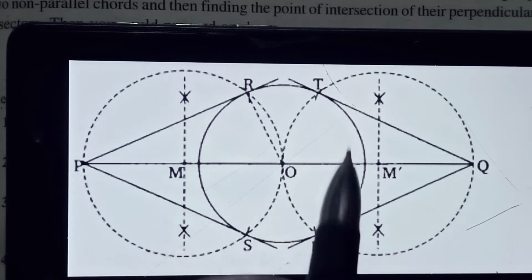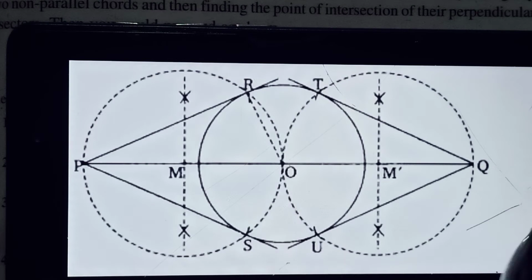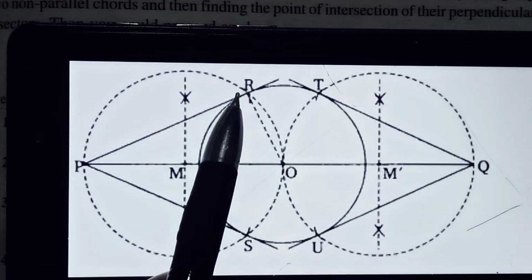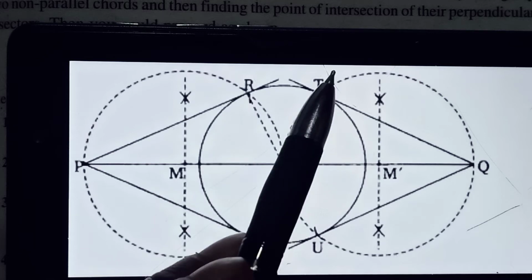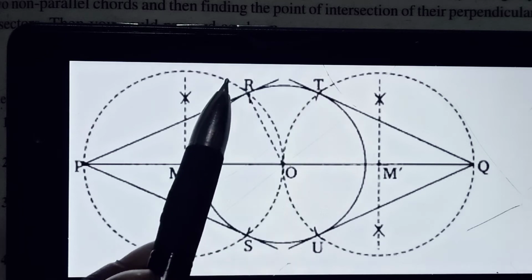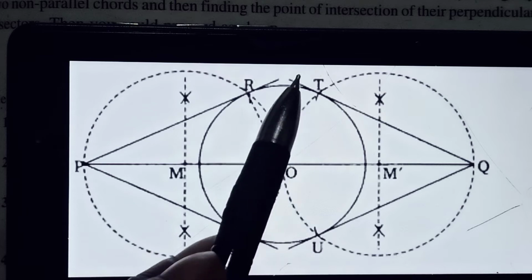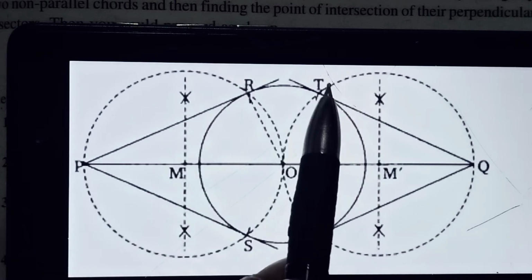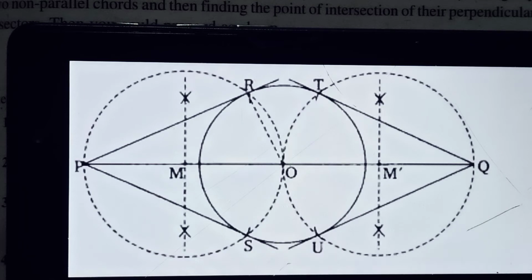Okay, complete these another 2 circles this way, and then we know that these circles meet the given circle at the point of contact. So these meeting points are the points of contact. Join the points to P and Q, name them anything, this way, and hence that is your required construction.